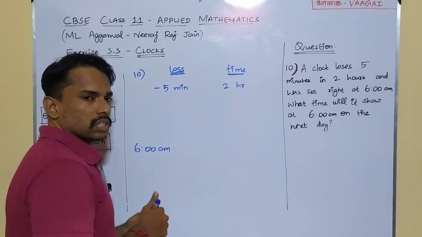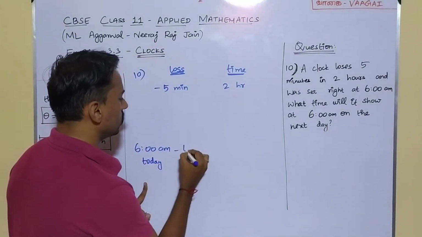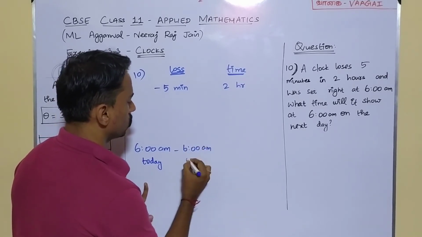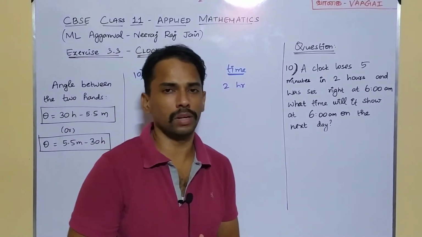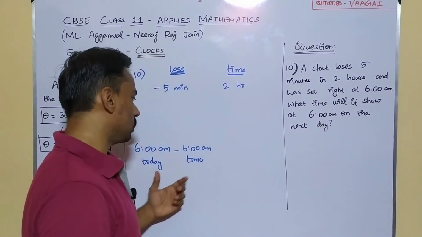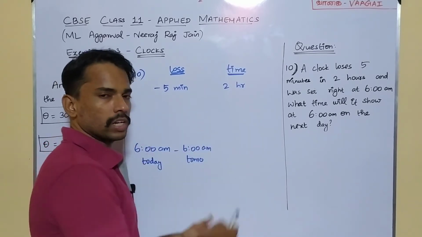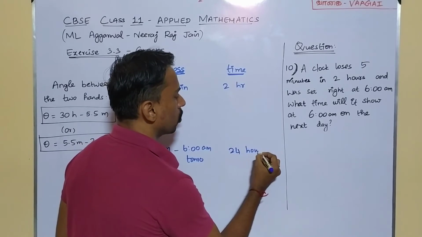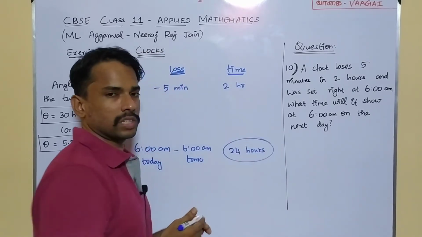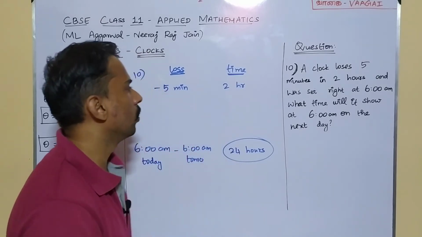So our time duration is from 6 a.m. today to 6 a.m. tomorrow. I think you can understand this. So from today 6 a.m. to tomorrow 6 a.m., the next day. That's the reason I am writing today and tomorrow, for easy understanding. Can you tell how much duration this is? This is easy to say. It is exactly 24 hours, right? So in 24 hours, how much time is this clock going to lose? If we calculate, then our task is going to be very simple.